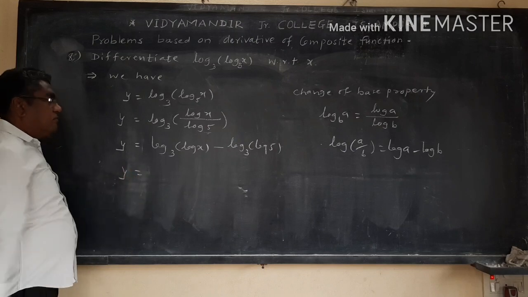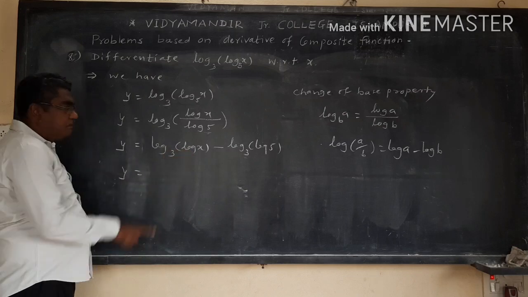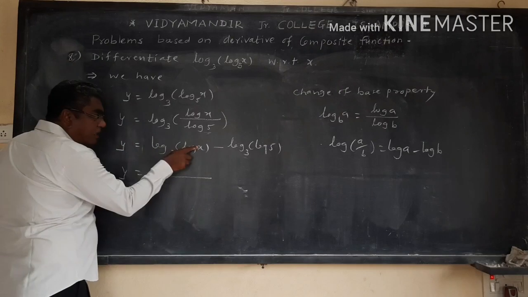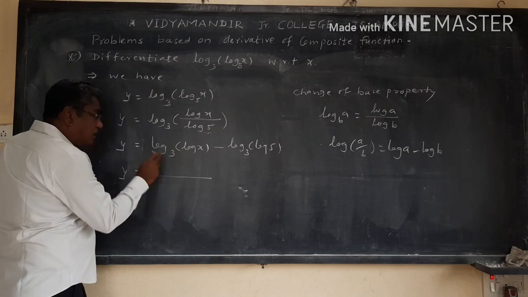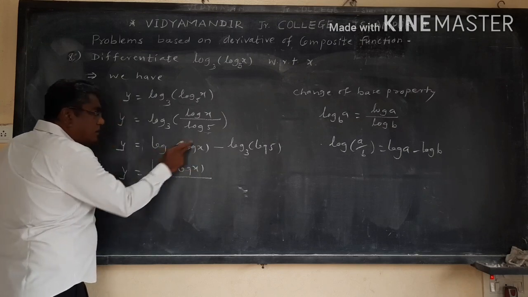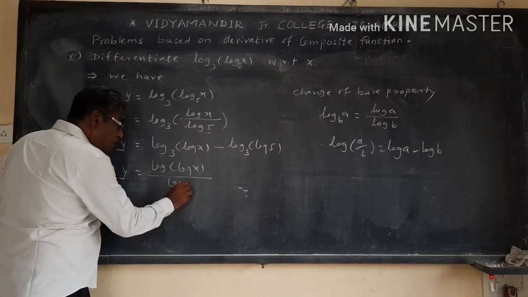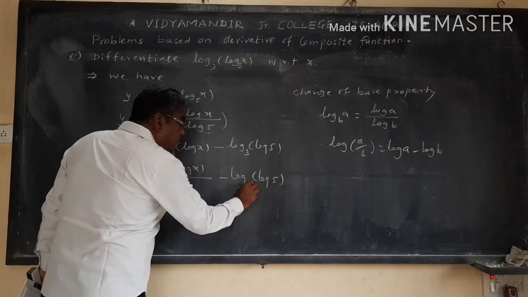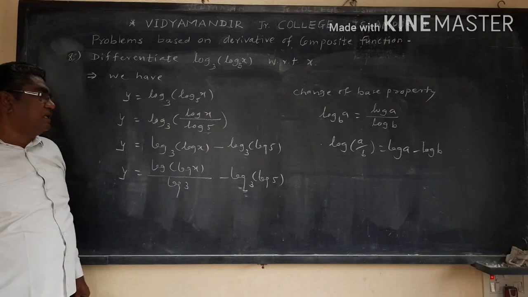Y is equal to. Once again, change of base property: log x in the numerator, divided by denominator log 3, log x divided by log 3, minus log 5 to the base 3.